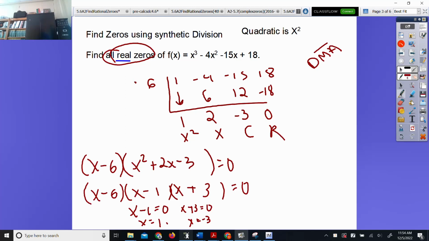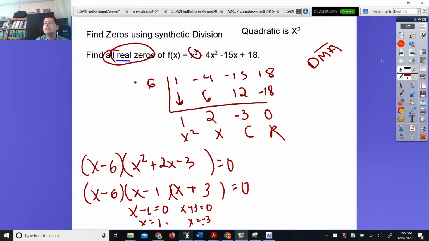1, 0, 2, 0, 3, 0. X cubed. Pay attention to that pattern. Whatever there is as an exponent is how many zeros you're going to have, kids. That's called the fundamental theorem of algebra. So that was an easy one.